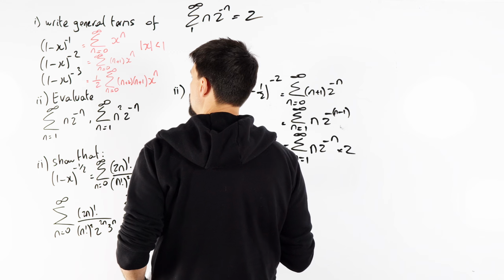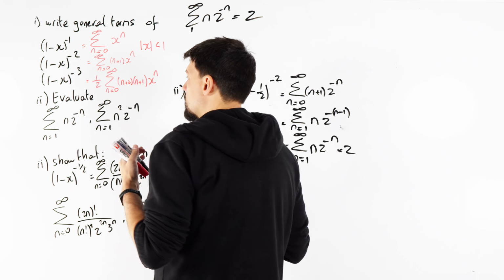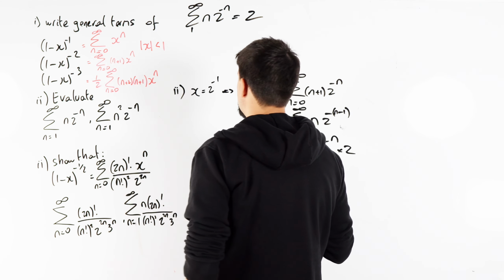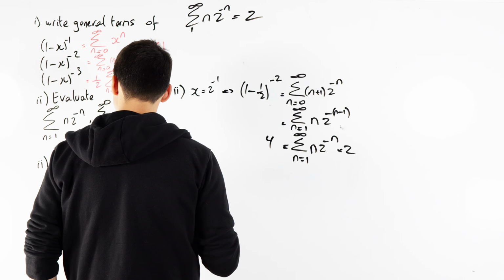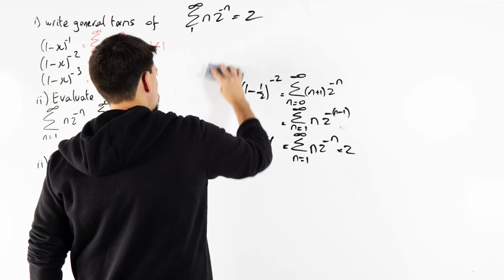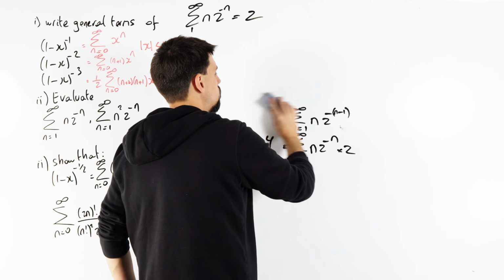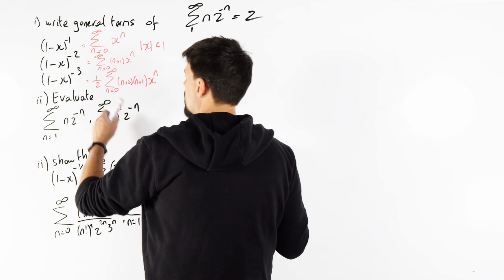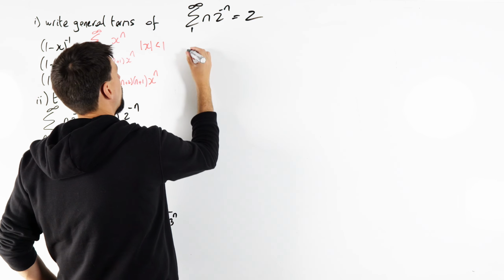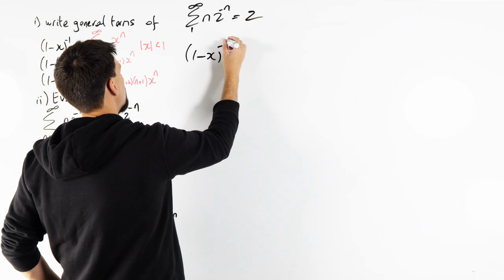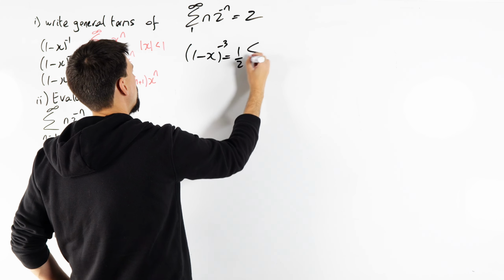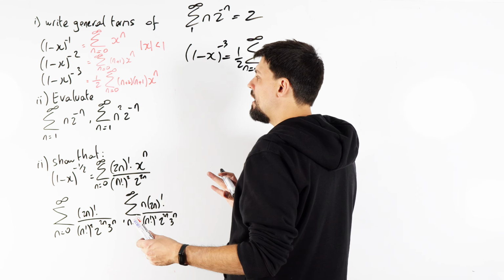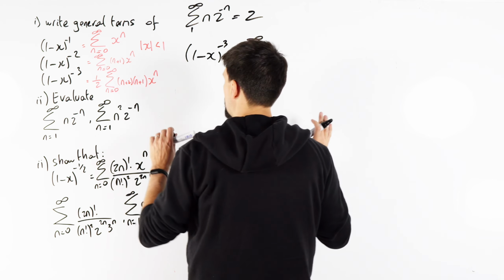All right. We're now going to play with this one, as you might be able to imagine. Let's take this guy for a little spin. 1 minus x to the minus 3 is 1 half, the sum n is 0 to infinity. We might have to play a little bit with the indexing again, but we'll play with that in a second.